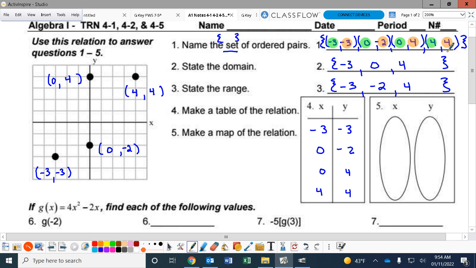For the mapping, we're going to do the same thing, but we do not what in the mapping? Do not repeat. So it's going to be -3, 0, and 4 on this side. It's going to be -3, -2, and 4 on this side. Ooh, these arrows are going to be important, guys. Pay attention. Okay, so the negative 3 connects directly across to the negative 3. The 0 goes directly across the negative 2. The 0 also goes to the positive 4 down here.